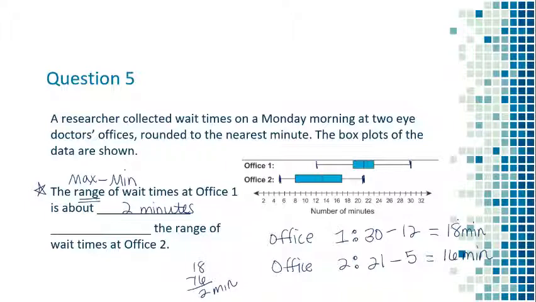And Office 1 is 18, and that's greater than 16. So I'm going to say 2 minutes greater than the range of wait times at Office 2. Okay, and you'll have a drop-down selection for these two, but I just had to fill in the blanks for our purposes in the review. Okay, so that takes care of your quiz review and your notes for section 5.07.